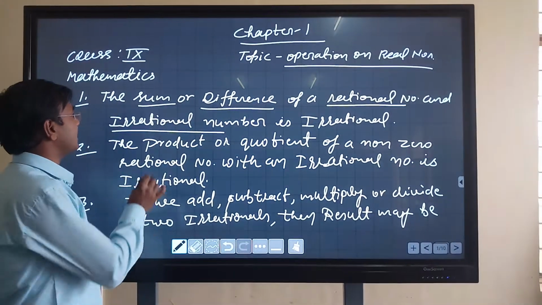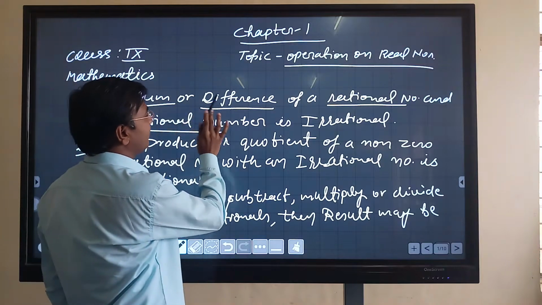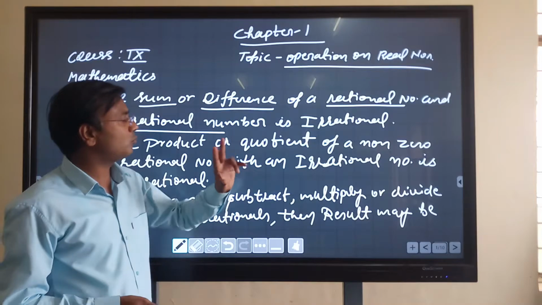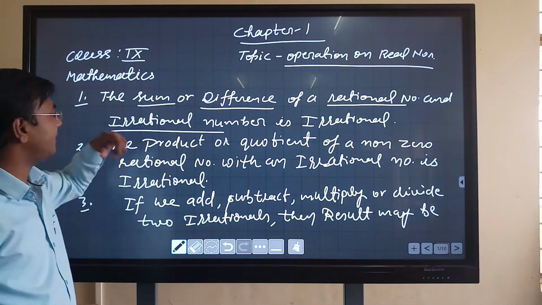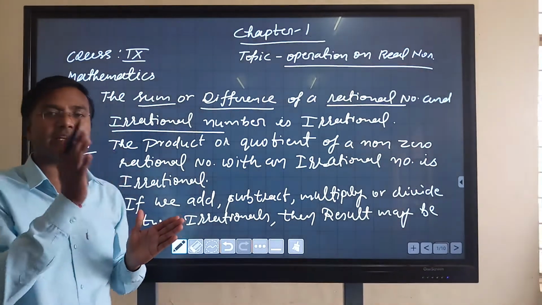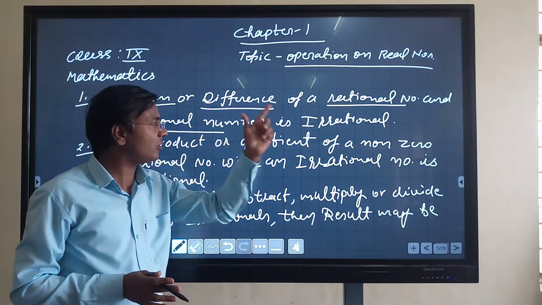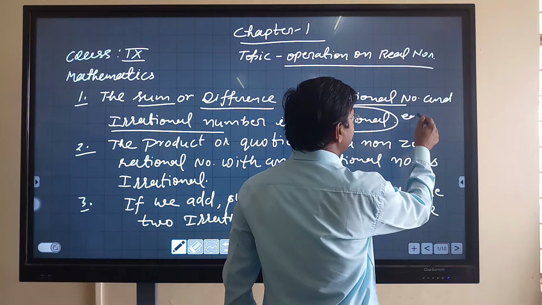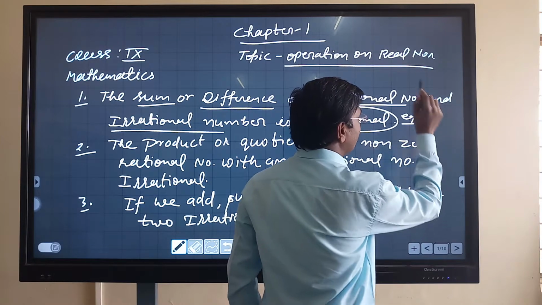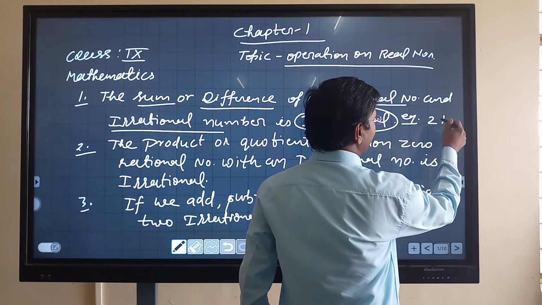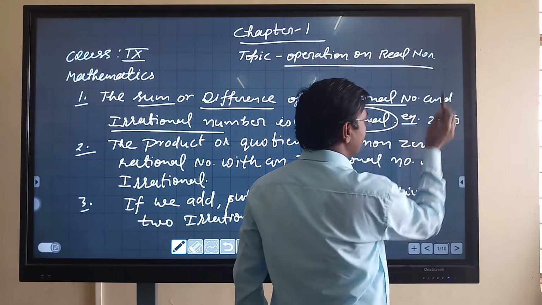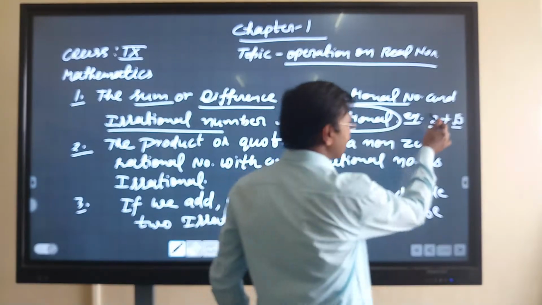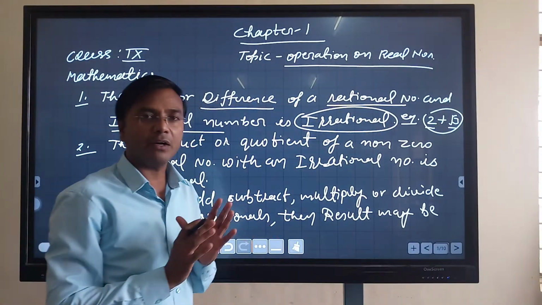So what does the property say? The sum or difference, if we are adding or subtracting two numbers, one is rational and the second is irrational, then the result is always what? Irrational. For example, if I take one rational number 2 and add under root 3, this is a rational number, this is an irrational number. So the total result is 2 plus under root 3.